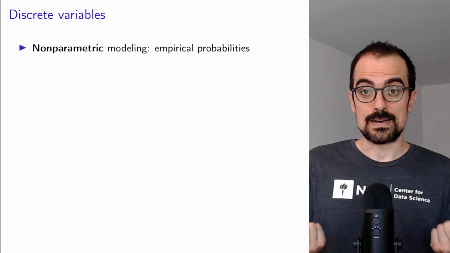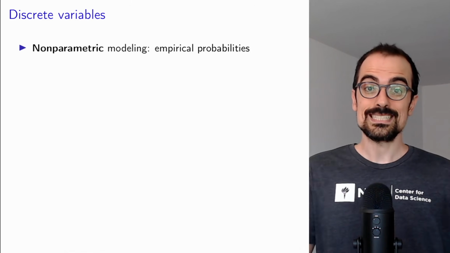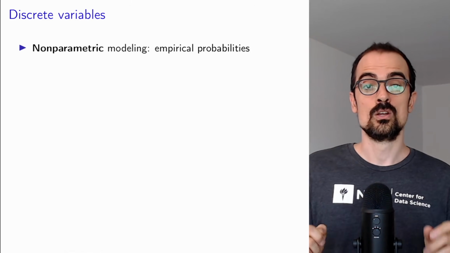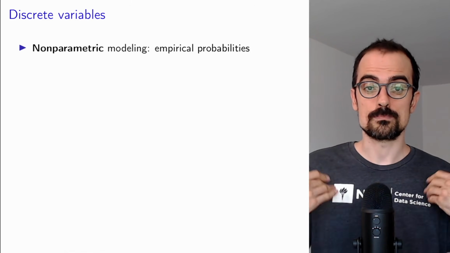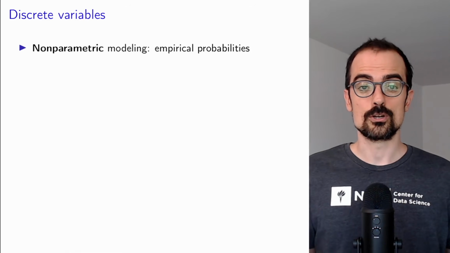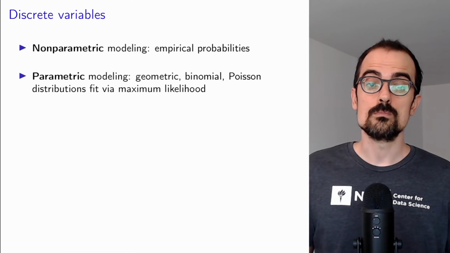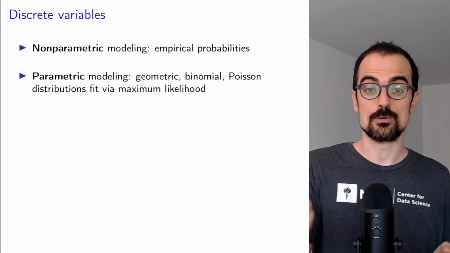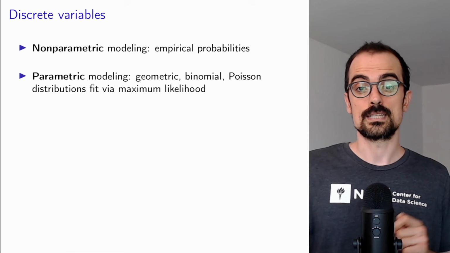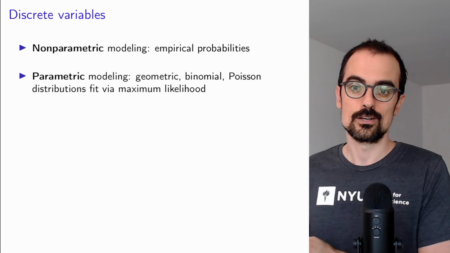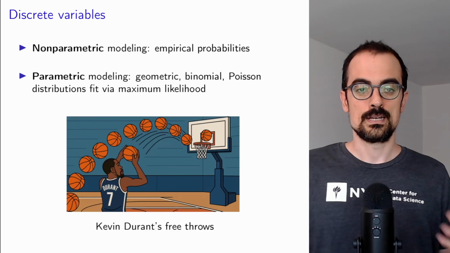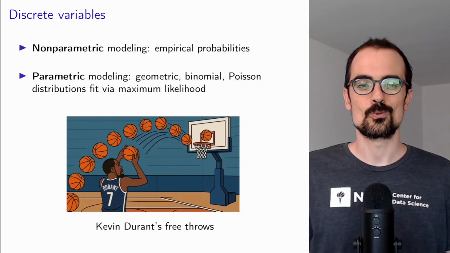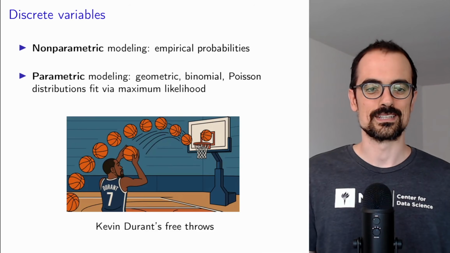When you want to actually manipulate variables within a model, you're going to have to estimate probabilities. So here again, we talk about statistics. You can do non-parametric estimation using empirical probabilities, or parametric modeling based on distributions such as the geometric, the binomial, the Poisson, that are fit using maximum likelihood to data. In the book, we use an example where we model Kevin Durant's free throw streaks.